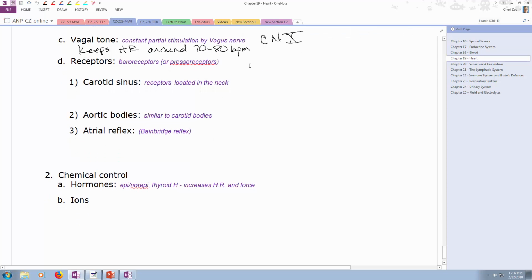And the slower your heart rate, your vagus nerve is saying, well, your resting basal is slower than everybody else's.